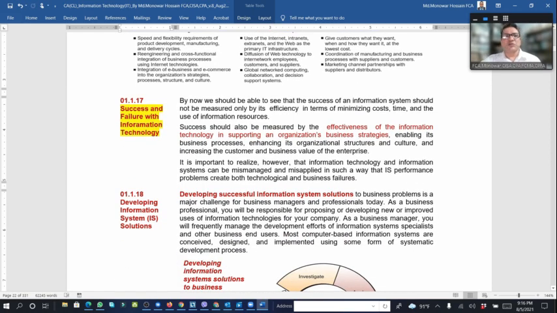Now, success and failure with information technology. Success should also be measured by the effectiveness of the information technology in supporting the organization's business strategy, enabling business process, enhancing organizational structure and culture, and increasing the customer and business value of the enterprise. So, if any information system can add value for the organization, it would be the proper system for the organization, and that success depends on how effectively the technology can be used.